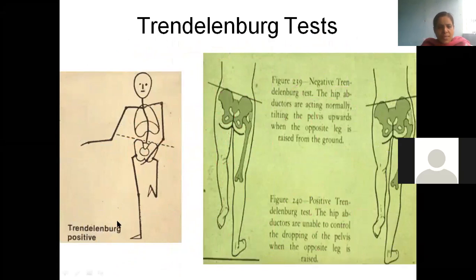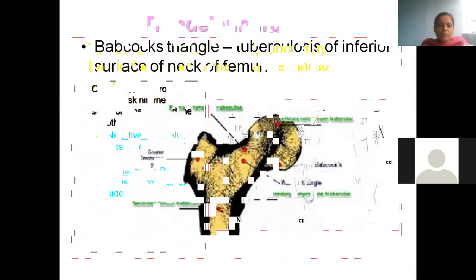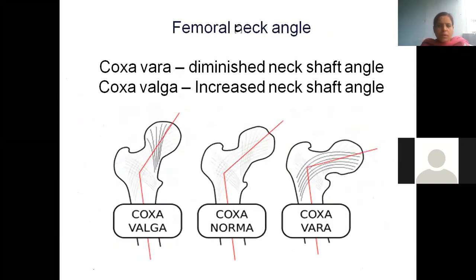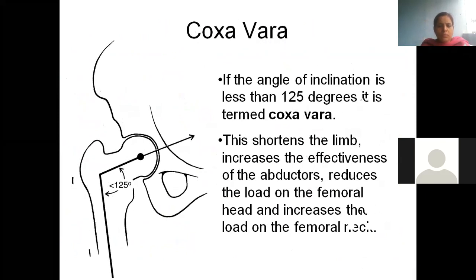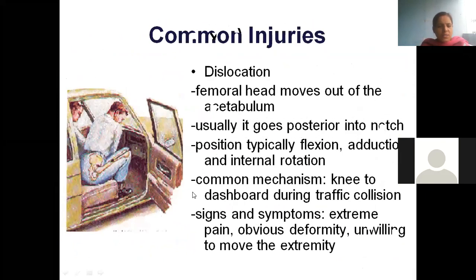Okay, so this is actually Trendelenburg's sign. Positive means the hip abductors are unable to control the drooping of the pelvis when the opposite leg is raised. When the opposite leg is raised, normally our hip is in a straight line. But if it is tilting, that shows the gluteus medius and minimus have been paralyzed. So that is Trendelenburg's test positive. Okay. All these are not required, but I just don't want to trouble you with excess information.